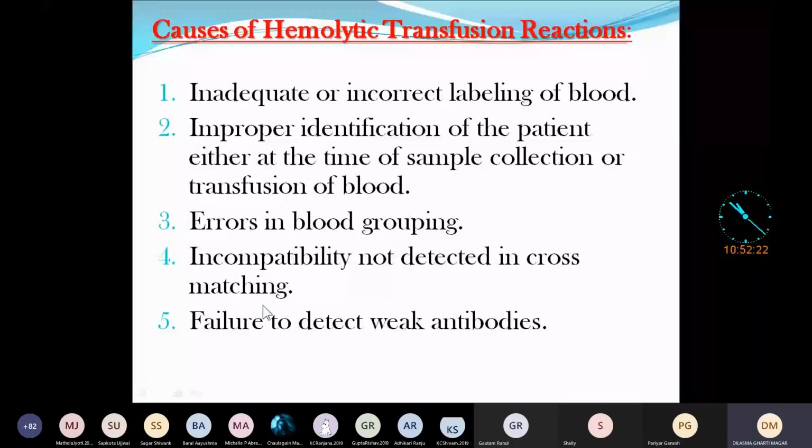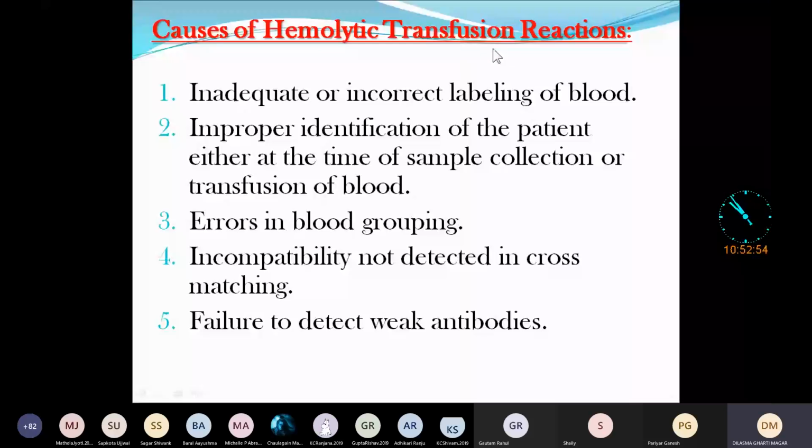And incompatibility not detected in cross matching. Sometimes, I told you, we will do the cross matching. One is the major cross matching and another one is the minor cross matching. So if it is not done properly, sometimes minor clumping of the blood or agglutination of the blood, if we miss that, then it will lead to the hemolytic transfusion reaction. And sometimes what happens, there will be failure to detect the weak antibodies. So weak antibodies will not be detected easily. So that time also it can lead to the hemolytic transfusion reaction.